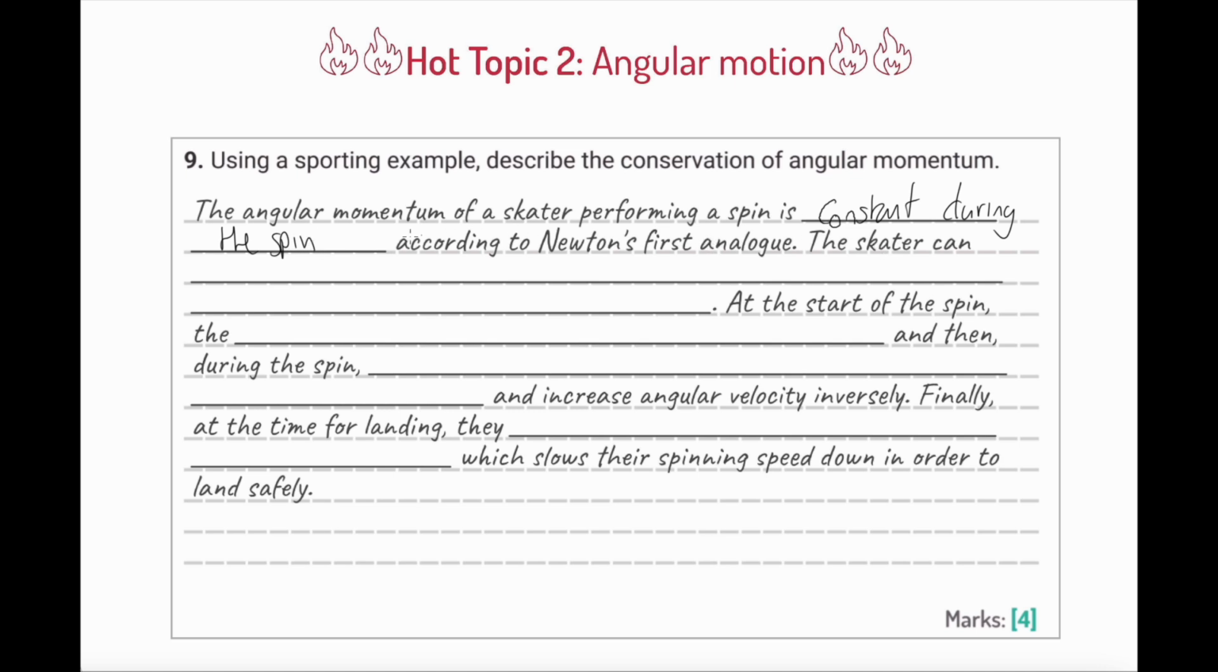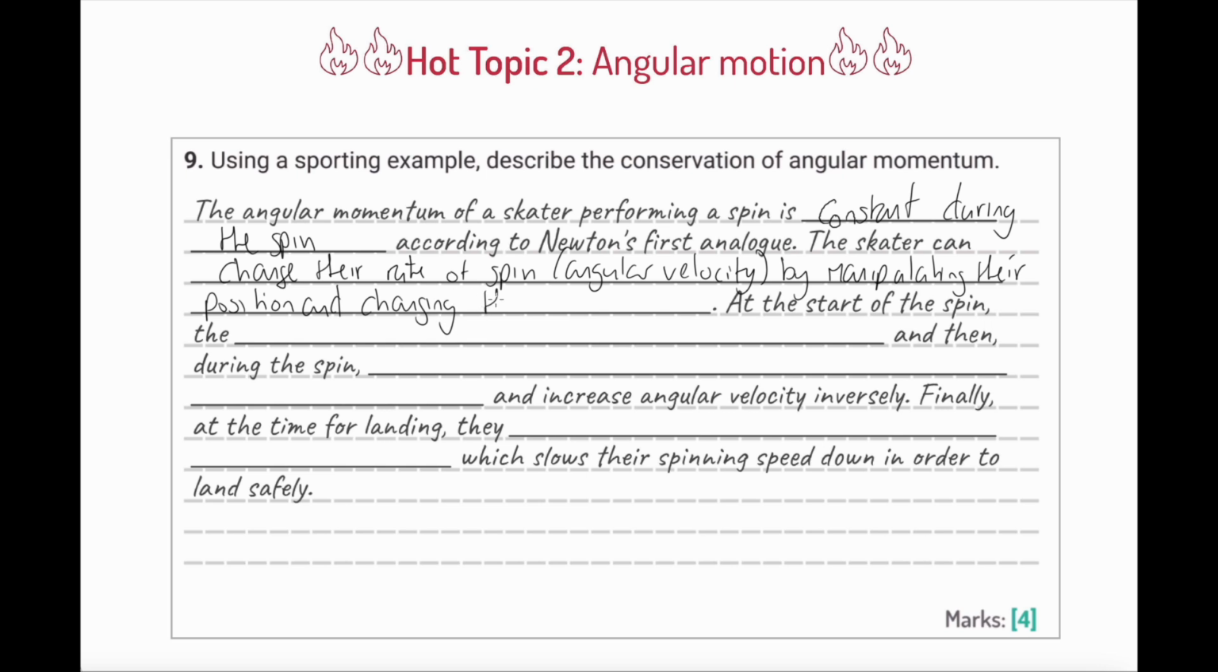The skater can change their rate of spin, which of course, by the way, is just another way of saying angular velocity. They can change their angular velocity or their rate of spin, and they do that by effectively manipulating their position. They can manipulate their position to change their rate of spin, and therefore changing their moment of inertia.